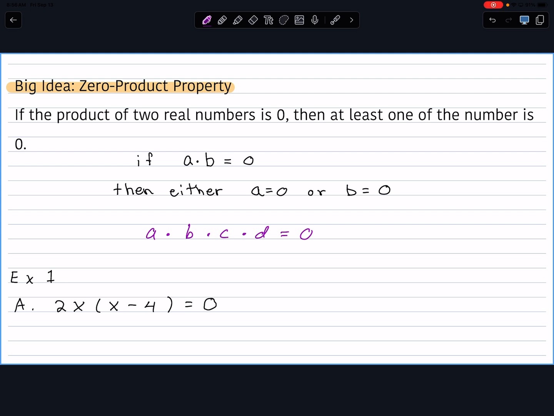Now be careful. That works for multiplication. We can't use that for addition, right? Would you guys agree with me? If I gave you A plus B and said it equals 0, it could be that one of them equals 0, or maybe even both of them equal 0. But it could be that one equals 4 and the other one equals -4, right? So the zero product property, product being multiplication. So let's see how it works in action.